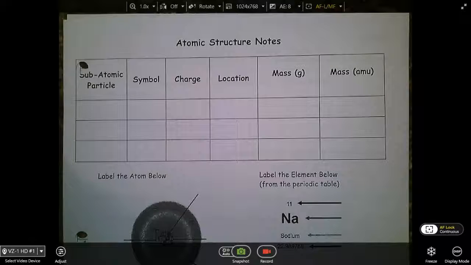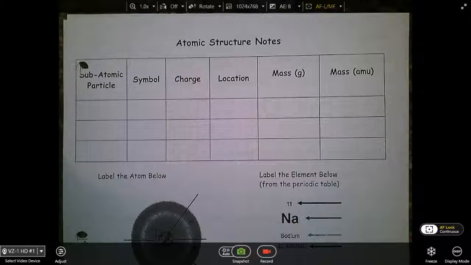Hi class, this is Mr. Morris. I'm making an instructional video on atomic structure notes. It's really important that you take notes as you go along. This will be part of your binder check. Also, we're going to have a quiz over this when I get back. So since I'm out today, I'm just making it a video.